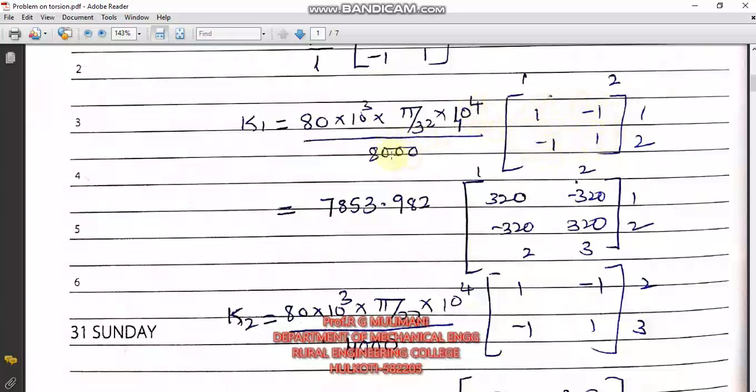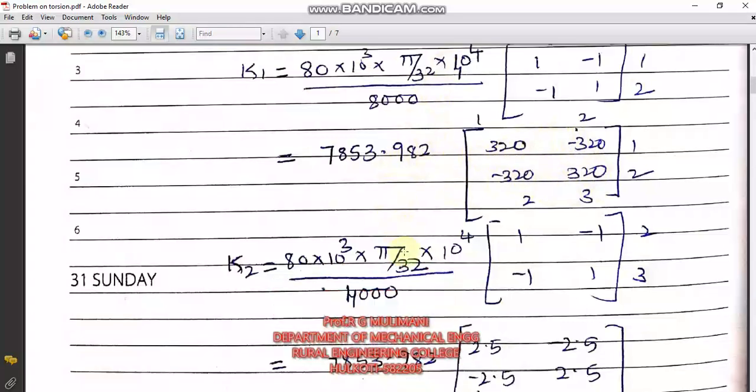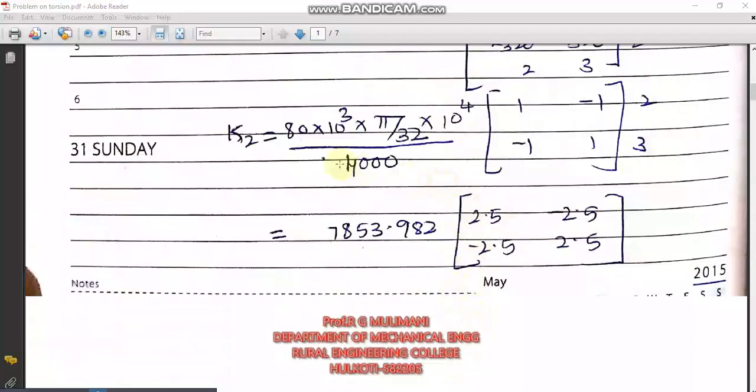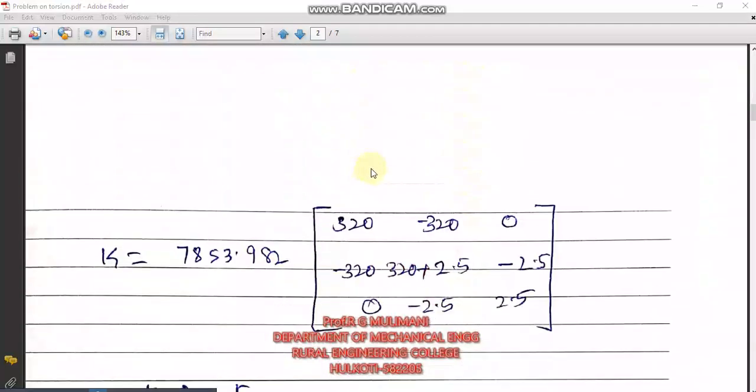40 raised to 4 divided by 8000 is 320. It is multiplied to all the elements, so 80 into 10 raised to 3 into pi by 32, which is the same for both, is taken out and the remaining value is multiplied to the inner elements of the matrix. Similarly here, 10 raised to 4 divided by 4000 is 2.5, multiplied to all the inner elements. So the K2 matrix is 2.5, minus 2.5, minus 2.5, plus 2.5.